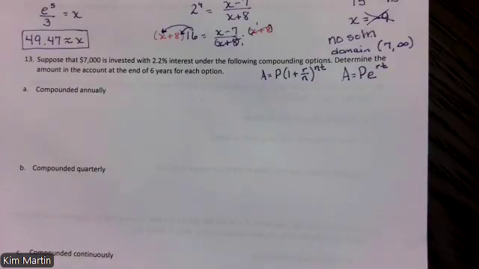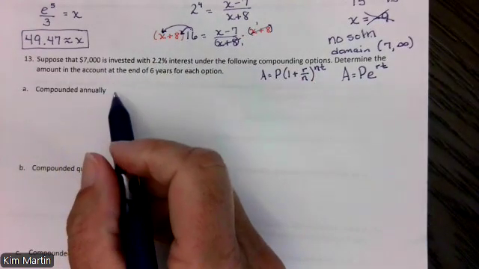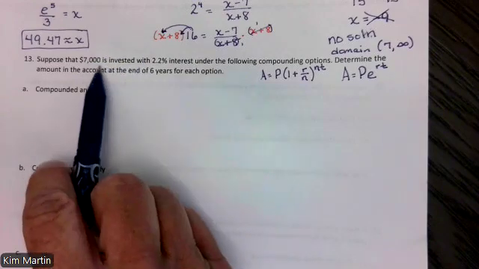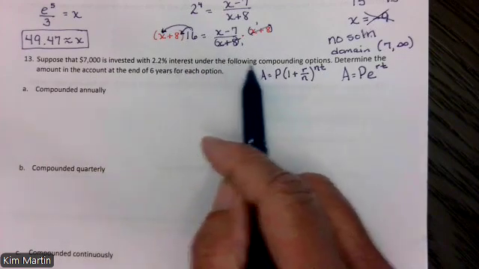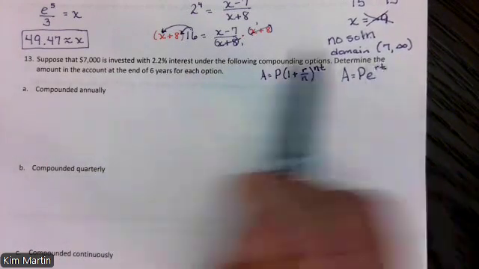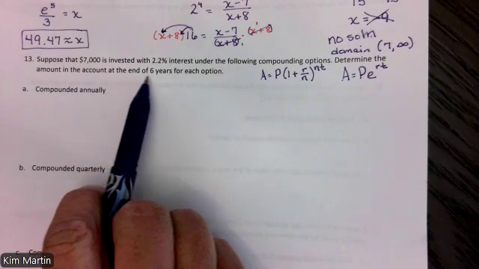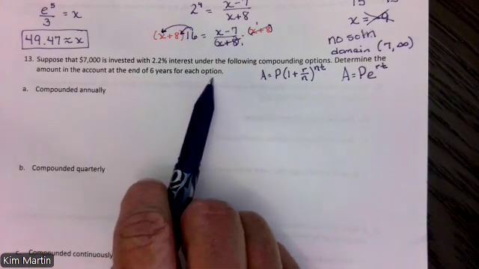Okay, so this is the last part of the review. So this will be 13 through 18. We are going to suppose that $7,000 is invested with 2.2% interest under the following compounding options. Determine the amount in the account at the end of 6 years for each option.